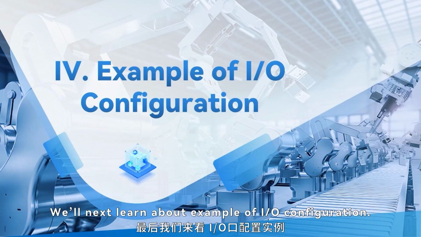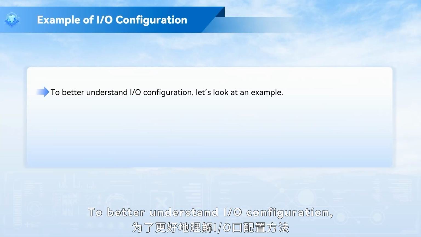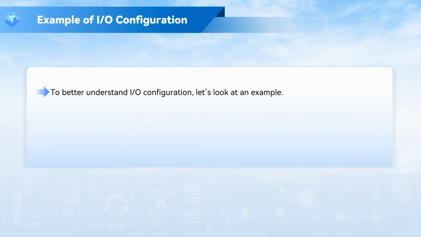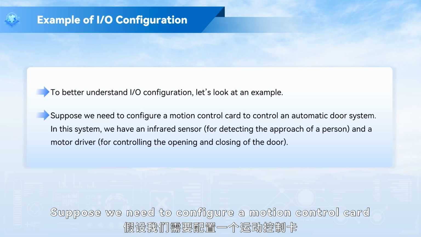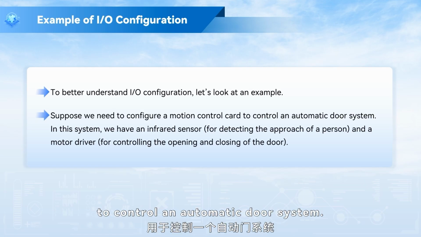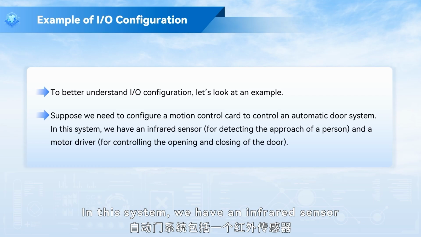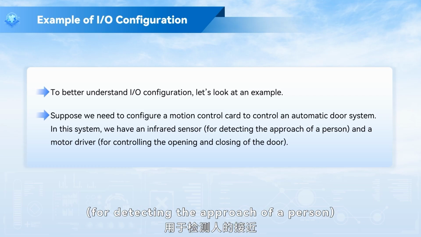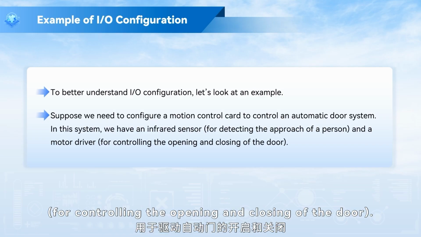We'll next learn about an example of I/O configuration. To better understand I/O configuration, let's look at an example. Suppose we need to configure a motion control card to control an automatic door system. In this system, we have an infrared sensor for detecting the approach of a person and a motor driver for controlling the opening and closing of the door.